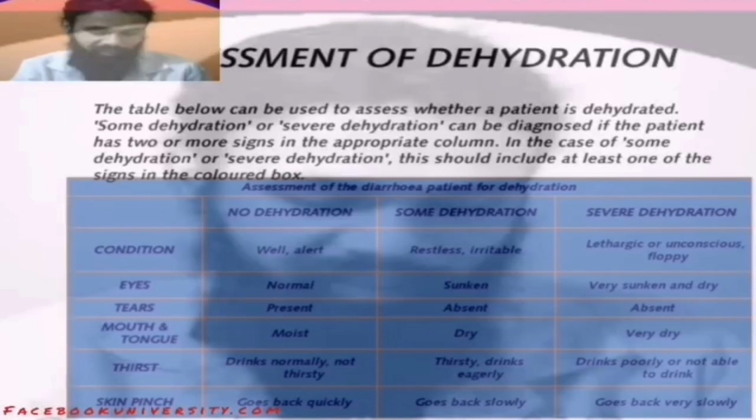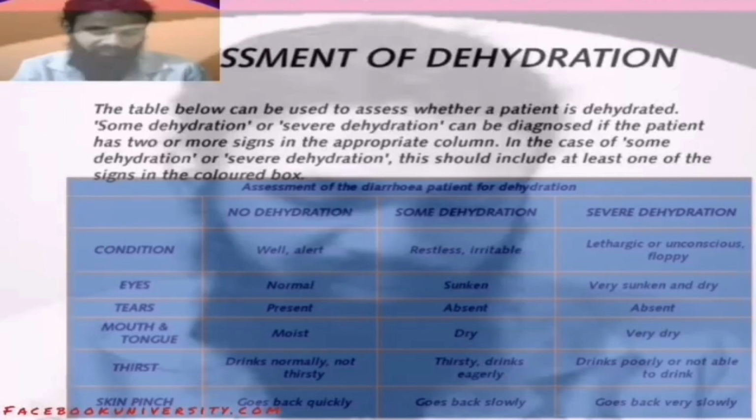Mouth and tongue will be moist in no dehydration, while in some and severe dehydration, mouth and tongue will be dry and very dry respectively.